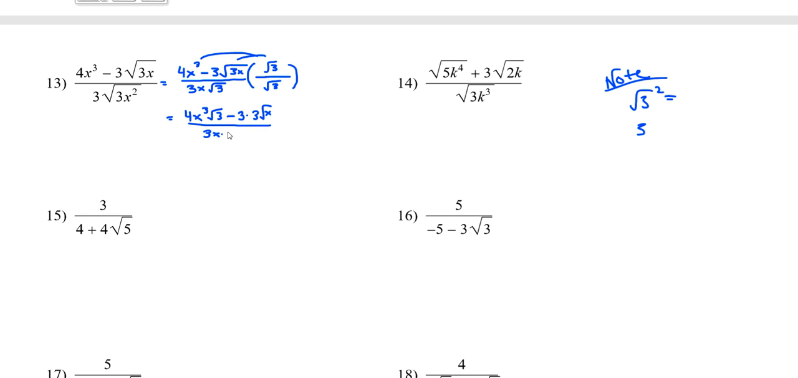So what this becomes then is 4x cubed root 3 minus 9 root x divided by 3 times 3 is 9x. And that is it.